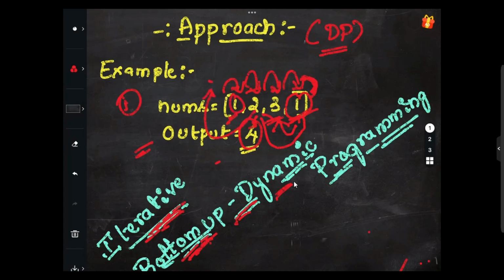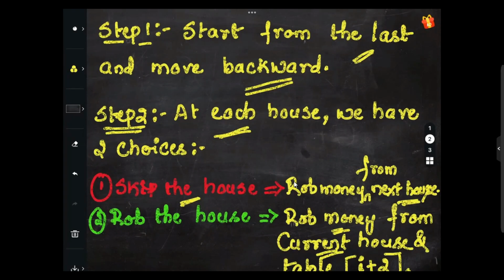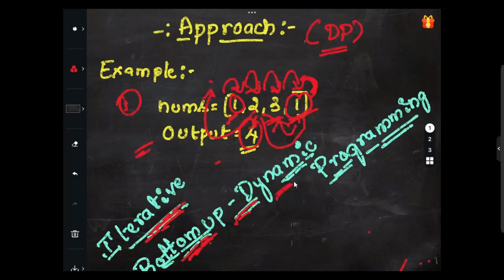So from behind we are doing, right? So we will be going with rob money from the next house. Nothing but skip the house is rob money from the next house. As we are dealing with the iteration, we will go with rob money from the next house, and skip the house, and rob the house as well. When I say rob the house, it is rob money from the current house plus table of i plus 2. i plus 2 is nothing but here in this case.